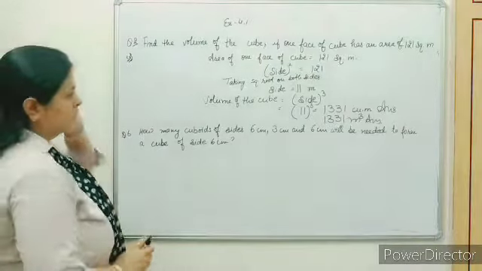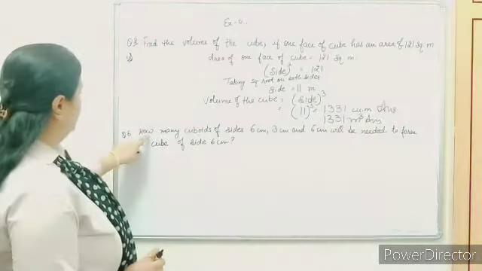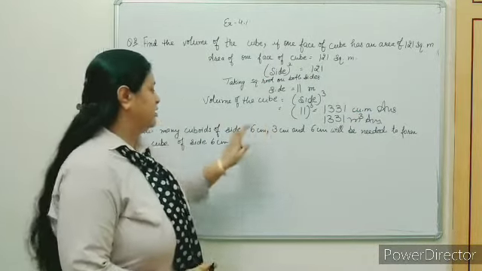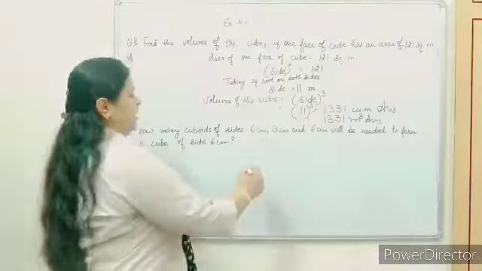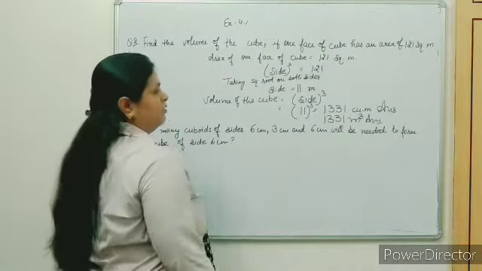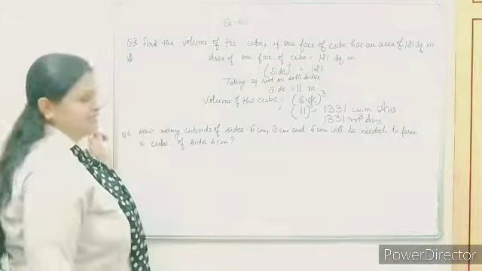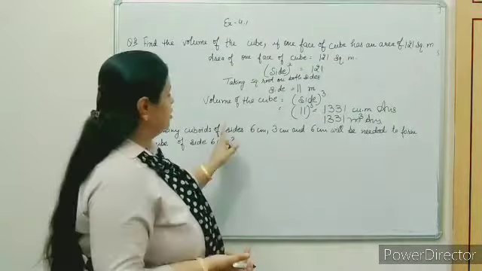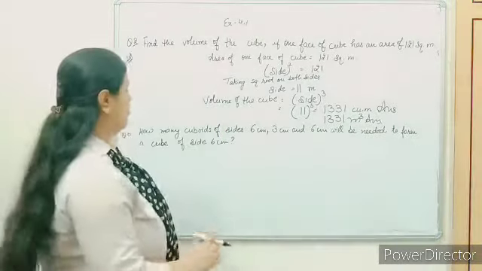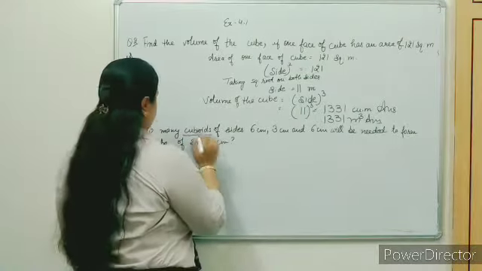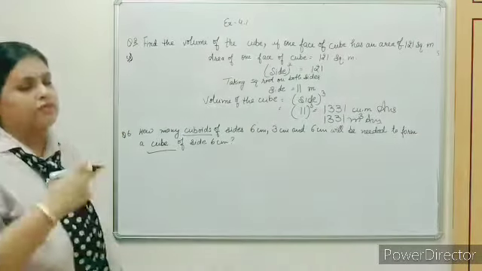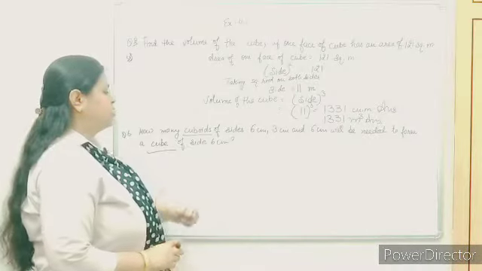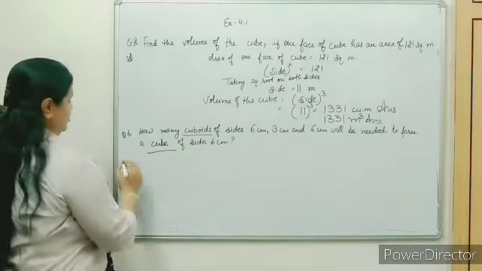Okay? So now sixth question. How many cuboids of size 6 centimeter, 3 centimeter and 6 centimeter will be needed to form a cube of size 6 centimeter? Now a cuboid is again a 3D shape which has different length, breadth and height. To make a cube of size 6 centimeter, how many cuboids are needed? What we will do? We will find the volume of the cube and the cuboid. Then we will divide them and we will come to know the number of cuboids required to make a cube of size 6 centimeter.